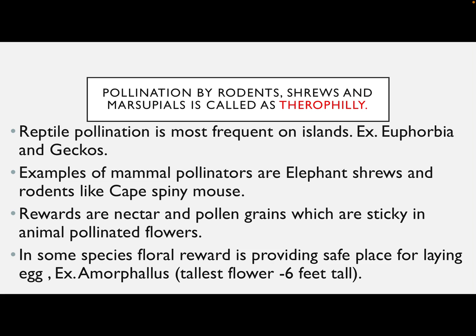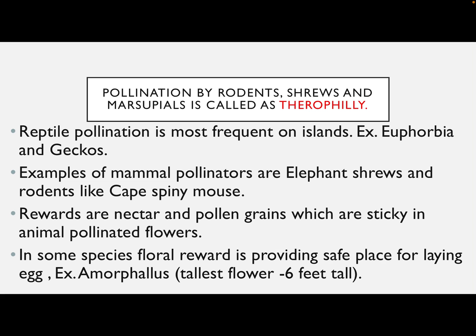Rewards are nectar and pollen grains which are sticky in animal pollinated flowers. And what do these animals get in return for the work of pollination? They get nectar and pollen grains. Pollen grains have proteins. Some animals use the protein for their food. In some species, floral reward is providing a safe place for laying eggs. Some insects go to some flowers for laying their eggs, and there they can be safe from other animals.